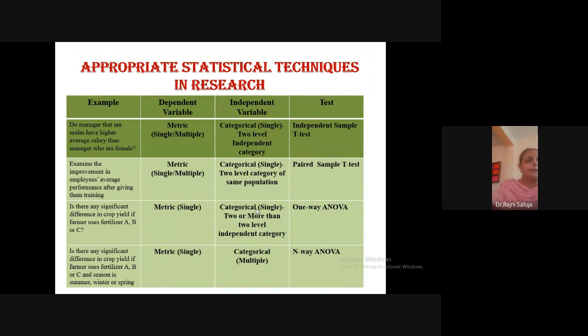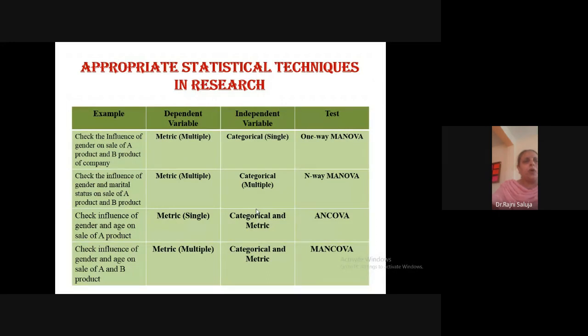The next one is check the influence of gender on sale of A product and B product of a company. Gender influence on the sale. So here we will be applying the metric, we have multiple, categorical is single. So one-way MANOVA is applied. That is an advanced extension of the ANOVA itself. That is MANOVA. Then next is check the influence of gender and the marital status on sale of A product and B product. Here also we are talking about the marital status as well, gender as well as marital status. So N-way MANOVA will be there.